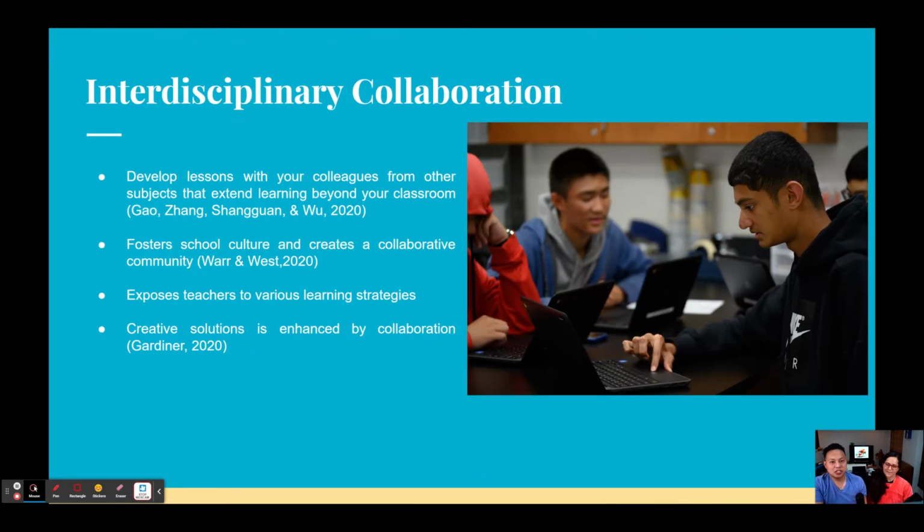And so with interdisciplinary collaboration, what this really helps with is developing lessons with your colleagues from other subjects. They really extend learning beyond your classroom. And when you're working with other teachers, it fosters school culture, creates that collaborative community, and it really exposes teachers to various learning strategies. We also see that when you're working in groups, it helps create those creative solutions, because we do see from research that working in groups definitely creates more creativity than working individually.